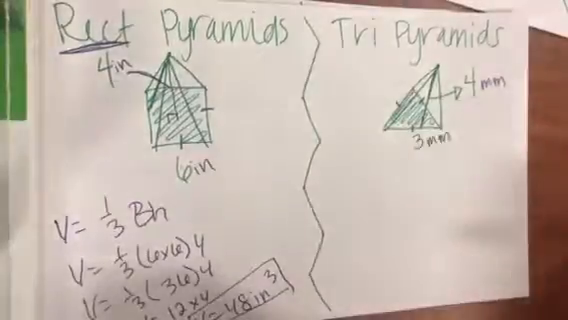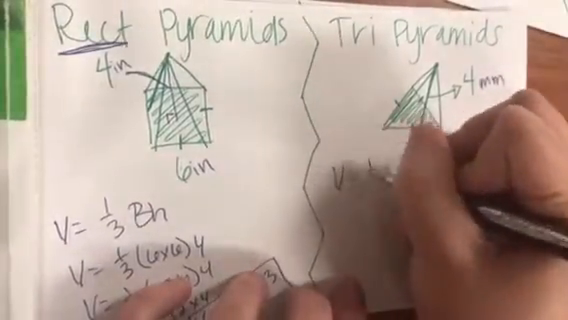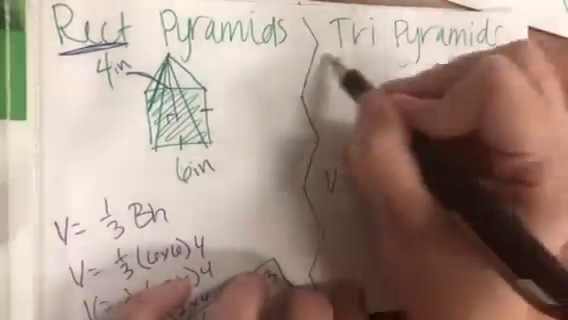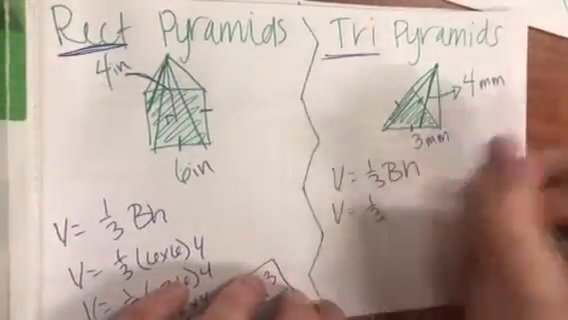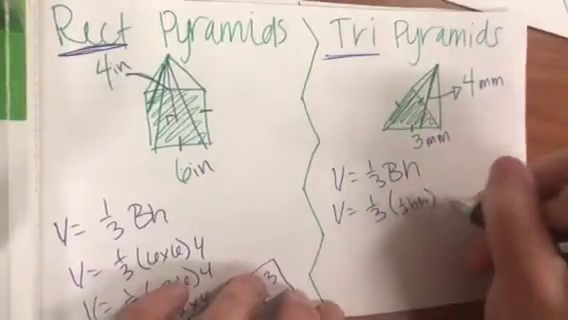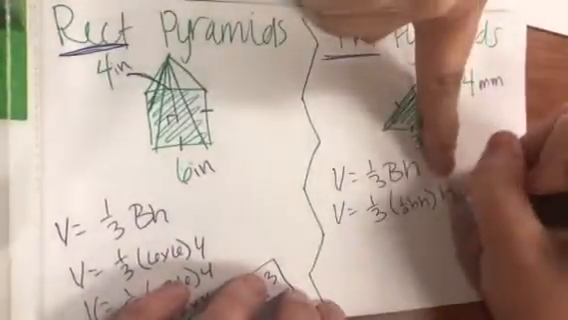Okay, and so this one also, we're going to pretend that's the height of the pyramid. So again, we're doing the same thing. Volume equals 1/3 area of the base times the height. What is the shape of our base? Triangle, because it's a triangular pyramid. So volume equals 1/3, and the area of the base would be 1/2 base times height, times the height. I know. This is the height of the base. This should be the height of the prism.